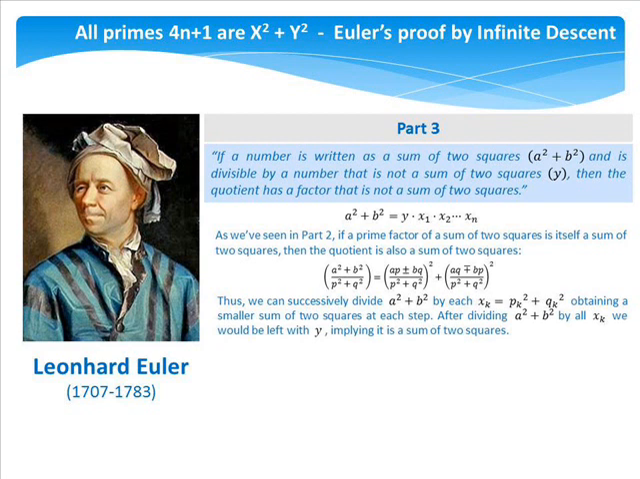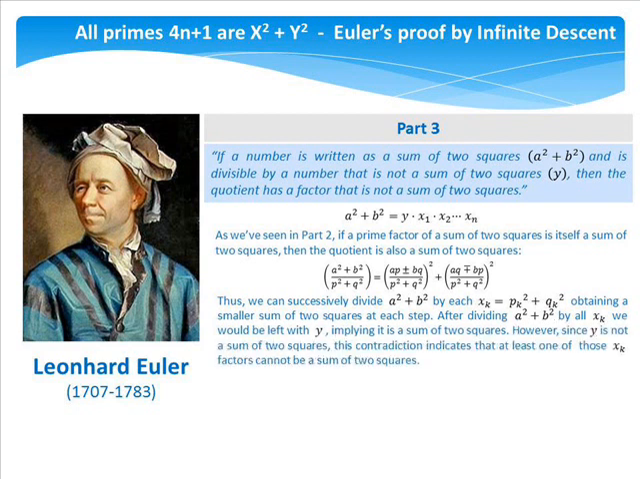After dividing a squared plus b squared by all x sub k, we would be left with y, which would imply that it is a sum of two squares. However, since y is not a sum of two squares, this contradiction indicates that at least one of those x sub k factors cannot be a sum of two squares. We can illustrate that with an example.